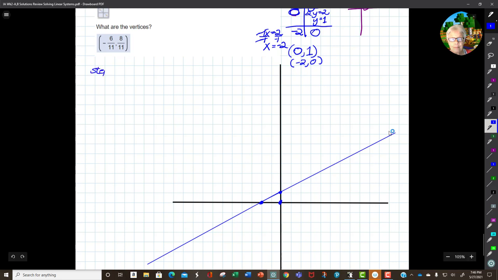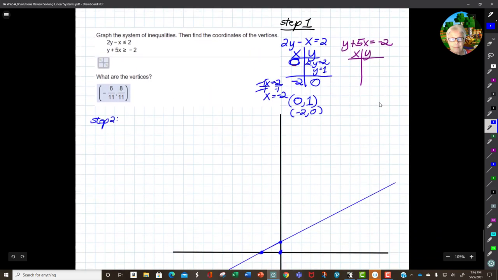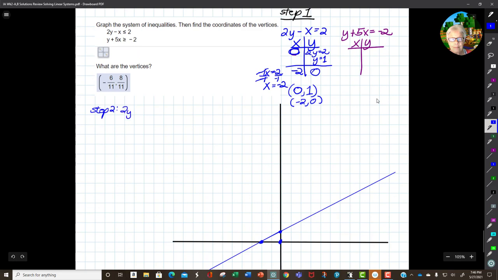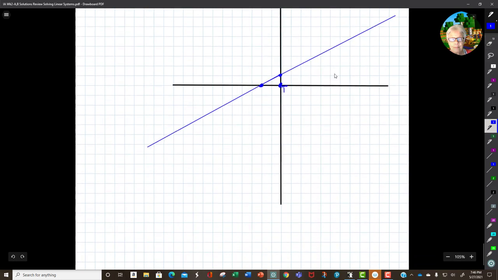Step two. We go back to 2y minus x is less than or equal to 2. Okay, now 0, 0. That'll be 2 times 0 minus 0 is less than or equal to 2. Well, of course that's true. 0 is less than or equal to 2. True. So for the blue line, I get a true from using 0, 0, which is on the bottom of the line, below the line.